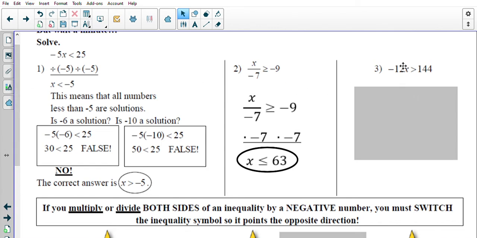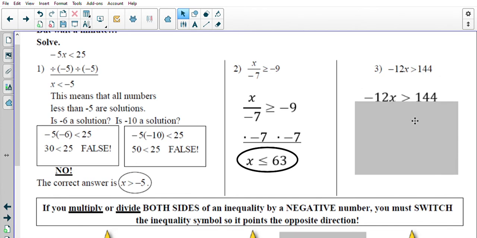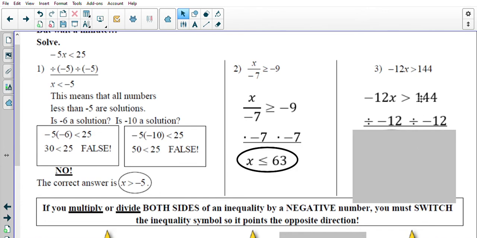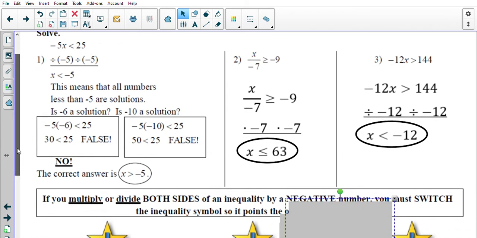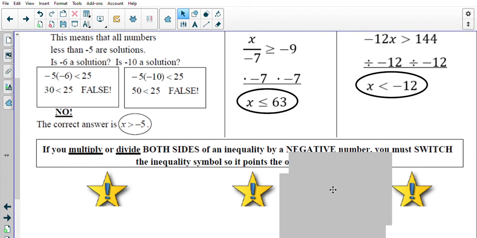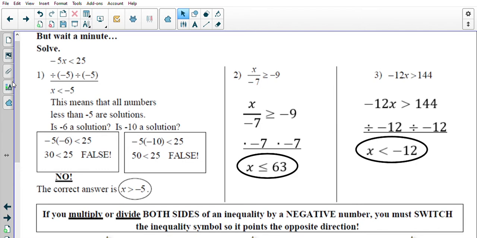All right, number 3. Negative 12x is greater than 144. The inverse of multiplying by negative 12 is to divide by negative 12. 144 divided by negative 12 is negative 12. But I divided both sides by negative 12, which means I have to flip the symbol around. So it was greater than, it becomes the less than symbol in order for my solution to be correct. So again, anytime you multiply or divide both sides of an inequality by a negative number, you need to flip the inequality symbol around. That's so important.